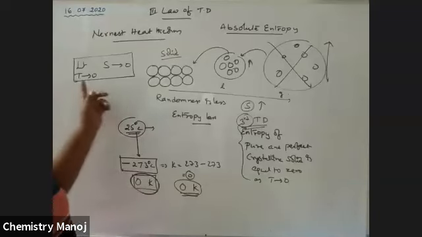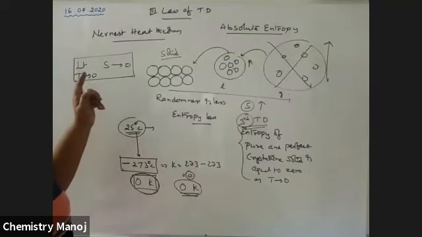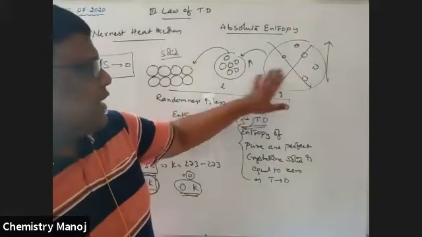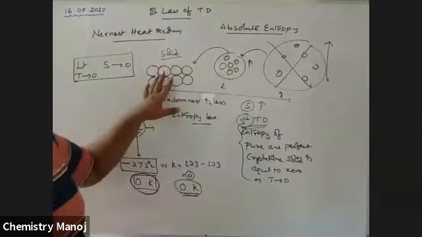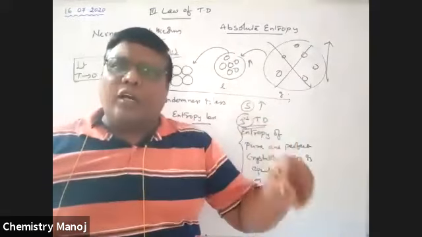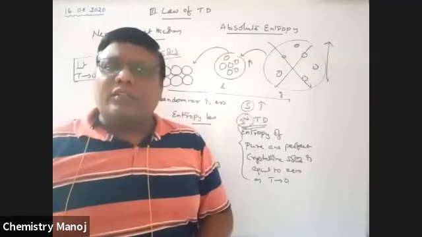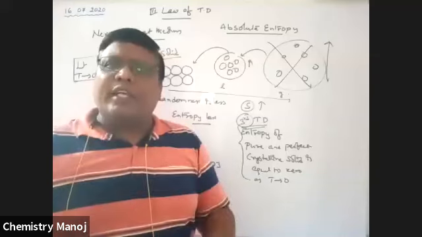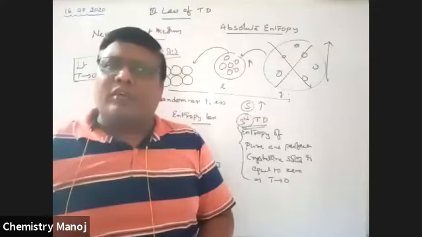T tends to 0 means the absolute temperature is going to be 0. 0 Kelvin means minus 273 degrees centigrade. At that temperature, no gaseous or liquid states exist, only pure and perfect crystalline solids. Those atoms are perfectly ordered, so no randomness is there. No randomness means no entropy. That means entropy is going to be 0.